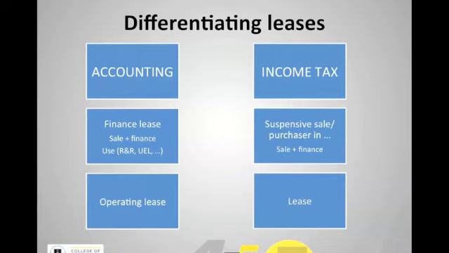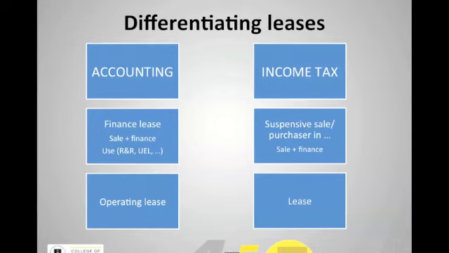At the outset, it's important for us to differentiate between leasing in an accounting context and leasing in an income tax context. We're used to thinking about the accounting context, where we have finance leases and operating leases. Operating leases are rental agreements that we deal with month by month. The asset remains on the balance sheet of the lessor, and the lessee has a rent expense.